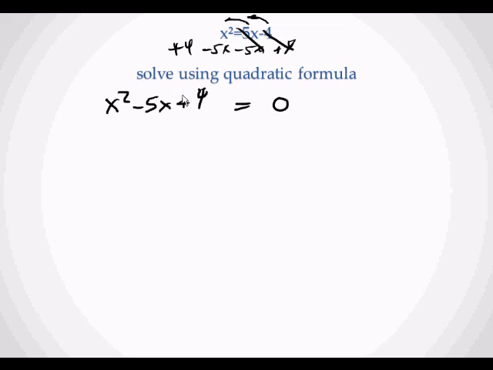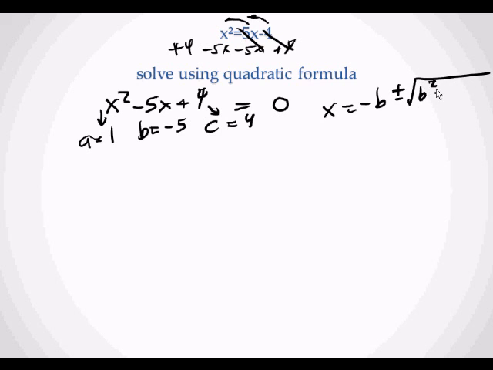Now, if you can factor this and find the answer, use it. It might be easier. Or we can use the quadratic formula. I'm going to use the quadratic formula and show you how to use it. A is the number in front of x squared. A is 1. B is the number in front of x. B is negative 5. And C equals 4, the number without the x.